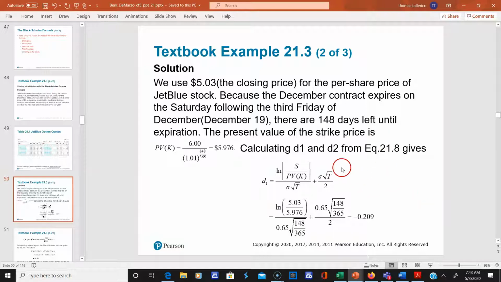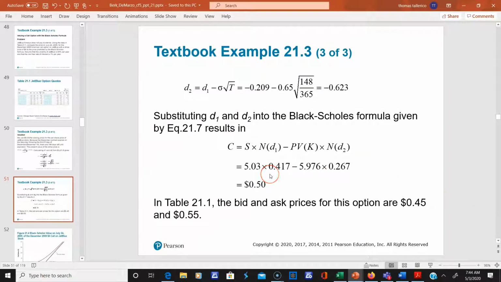So they go through all this mathematics, and when all is said and done, they come up with the price of the call being 50 cents a share times 100 shares, right? That would be $50, because remember, it's 100 shares per option contract. And in Table 21.1, the bid and ask prices for the option are 45 and 55, so it's right there, kind of in the middle. All right. So you can see how they go about this math, and they get somewhat close. Okay.